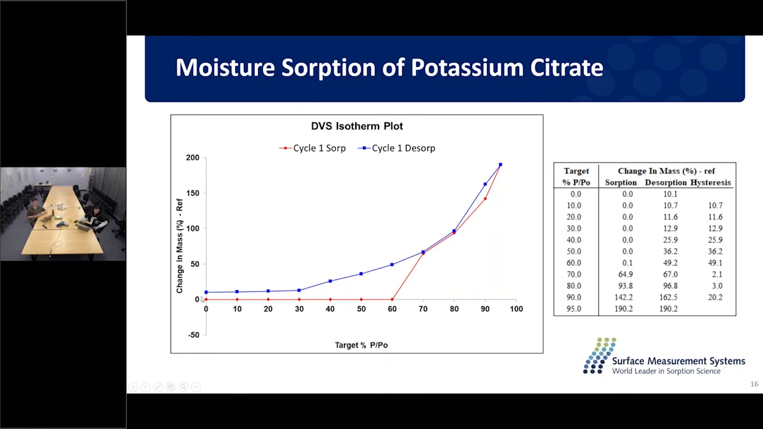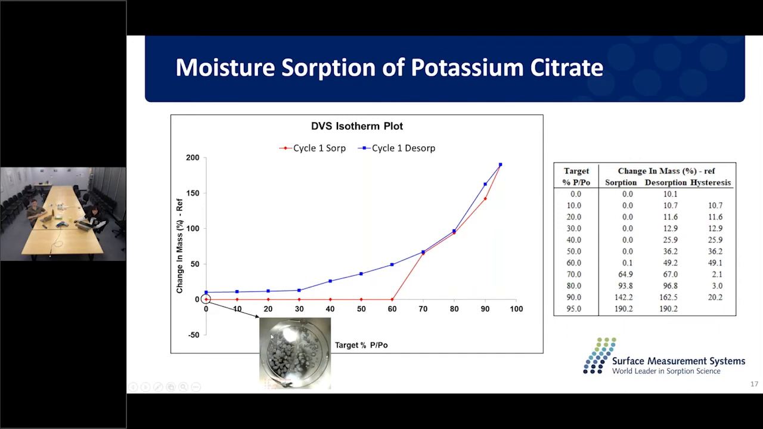And at the end of the desorption, some of the water molecules are still trapped inside the structure of the material, and the uptake didn't go back to zero, showing an irreversible water sorption behavior. So we do take some images during the running of the experiment.